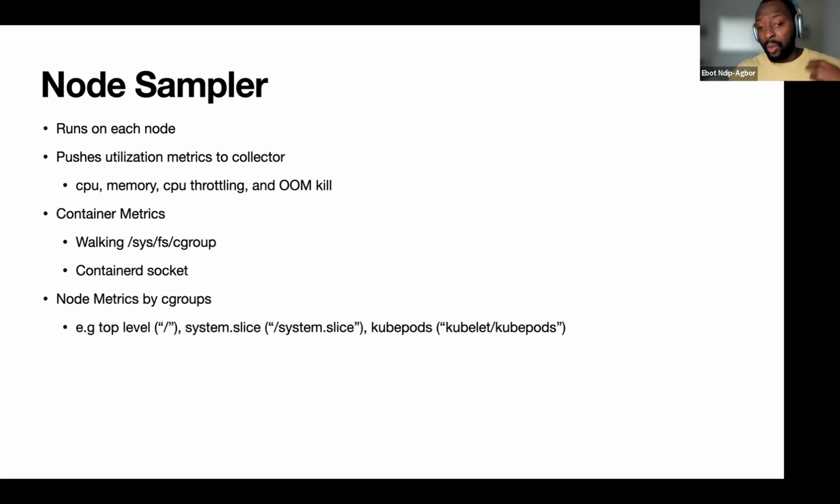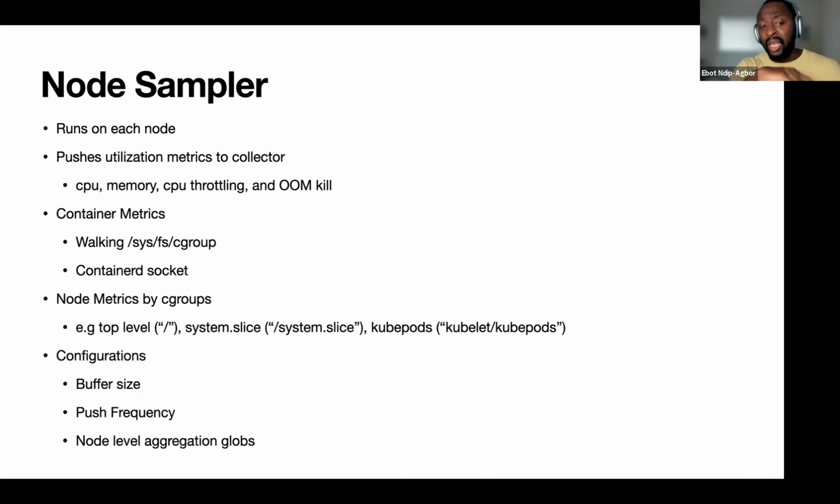So then you also have node metrics by cgroups. You can glob at different levels and get metrics for those as well. And you can pass the globs by config. I'll mention that a little bit in the next slide. So this takes some configurations. The buffer size, for example: Phil was showing 1 second sampling and a buffer size of 5 minutes, so 300 samples. That's also configurable. How often you push to the collector is configurable as well. And also the node level globs I mentioned in the previous point.